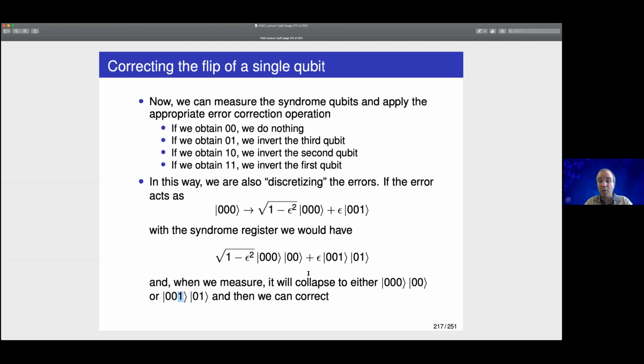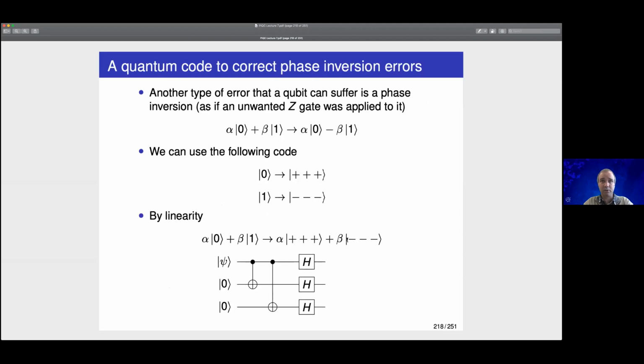But when you measure, only one of them is the one that gets actualized, because the measurement collapses the state to that exact error, and then you can correct it. So I think this is really very interesting and a very nice idea, and something that gives us the possibility of implementing these quantum error correcting codes.